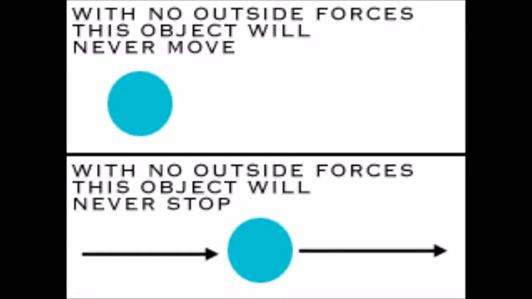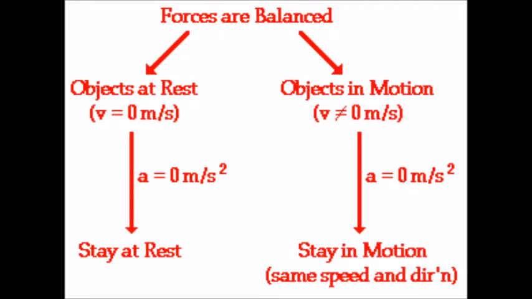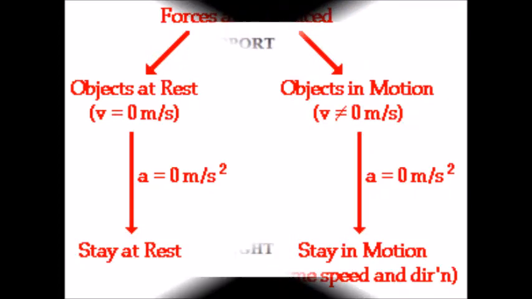Newton created 3 laws regarding the laws of physics. His first law states that an object in motion will stay in motion, moving at a constant speed in a constant direction, and an object at rest will stay at rest unless acted on by an outside force. This means that an object will not change its state of motion unless another force acts on it.